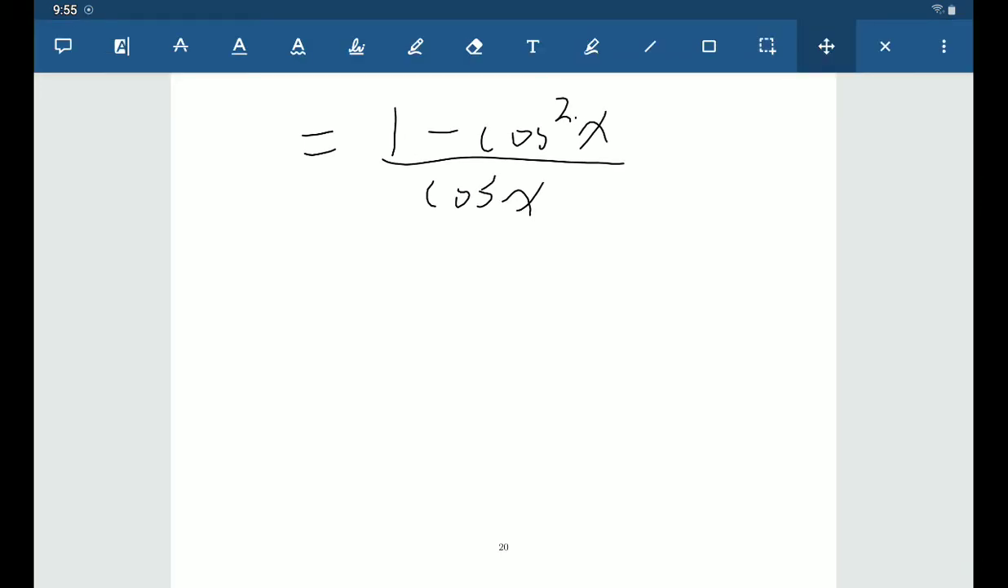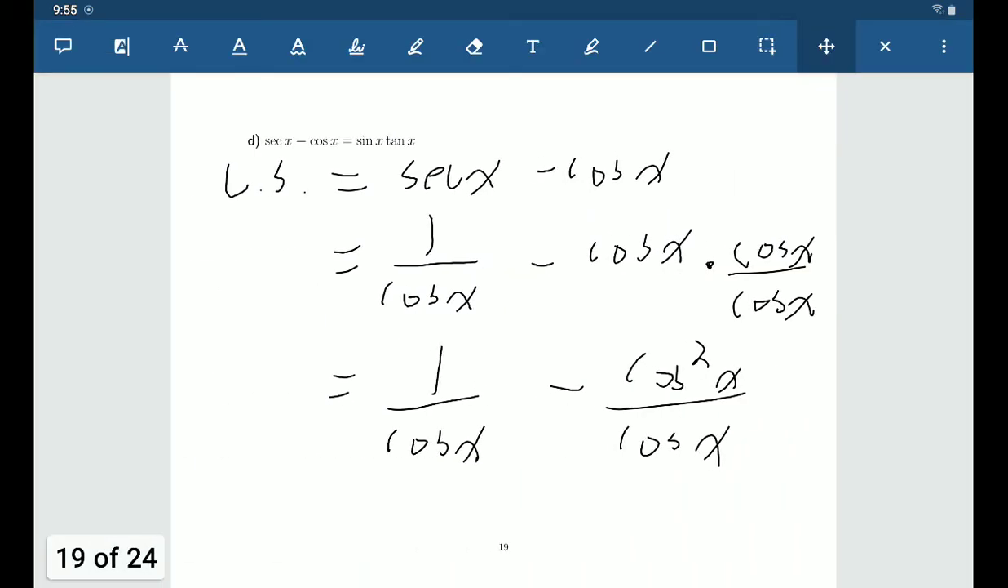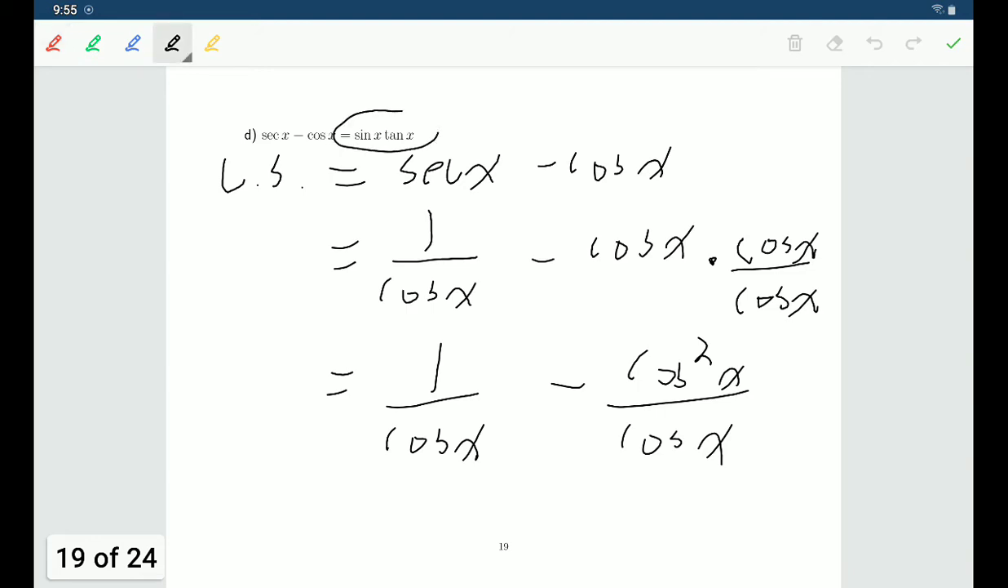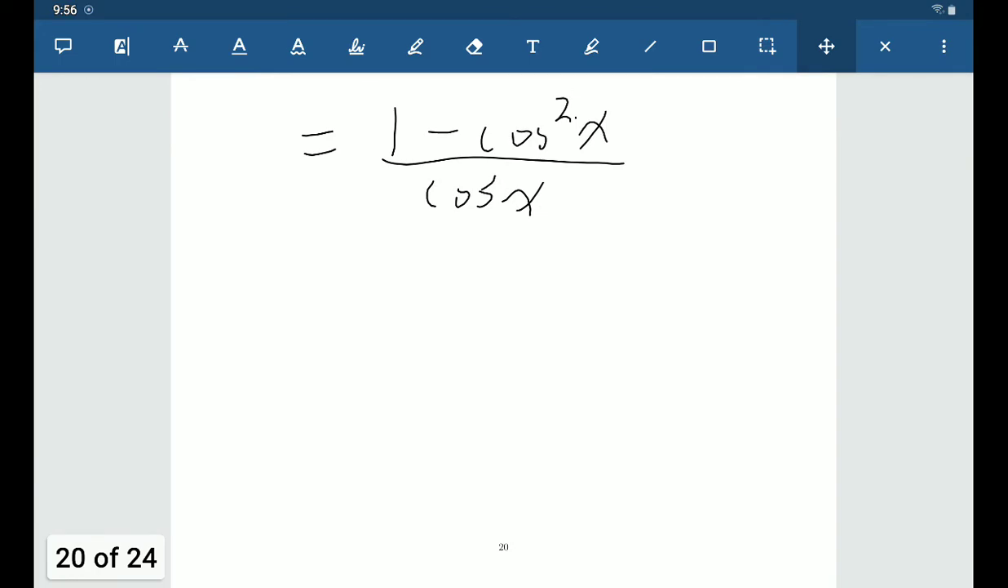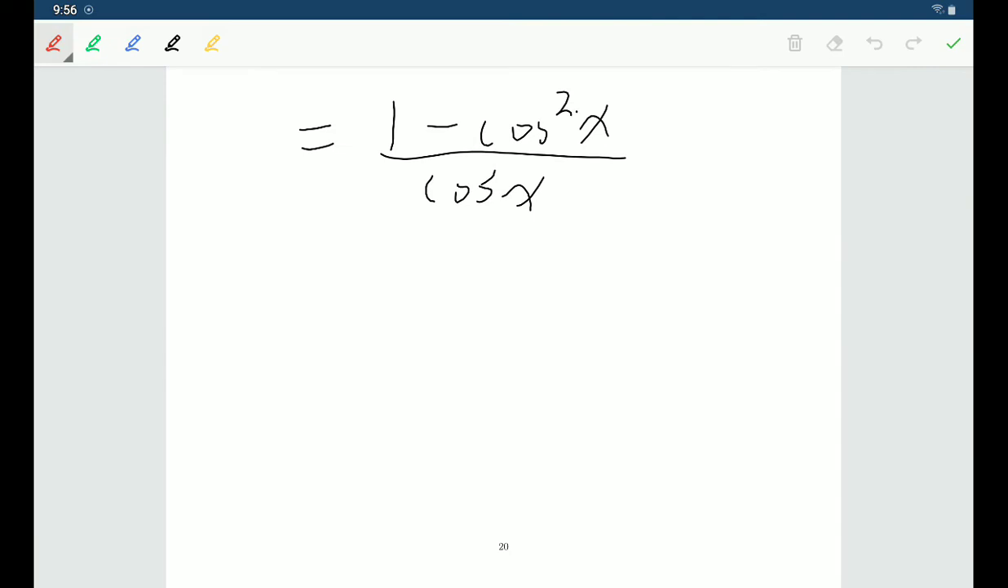There we go. So going back and thinking about where we're getting to eventually, we want the right side to be sine times tangent. And if I'm looking at what I have now, I'm not really close to that. I've got just a lot of cosines. But I know I could make sine happen, because looking at the numerator, I've got 1 minus cosine squared, and I know with my Pythagorean identity that that's the same thing as sine squared. So this is really the same thing as sine squared x over cos of x.